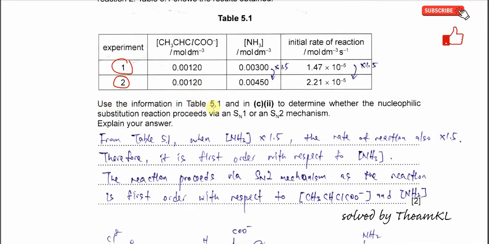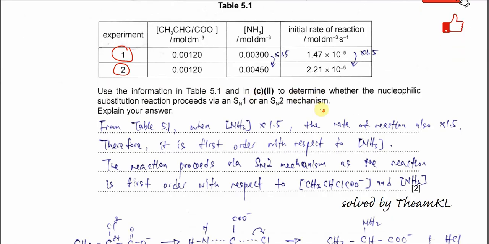Use the information in table 5.1, and part C2, to determine whether the nucleophilic substitution is SN1 or SN2. If you forgot what SN1 and SN2 are, let me tell you a bit about this. SN1 means a nucleophilic substitution which depends on only one reactant, the concentration of one reactant.